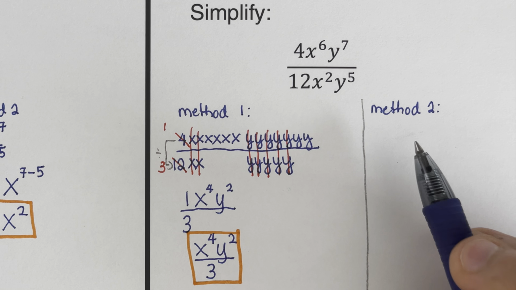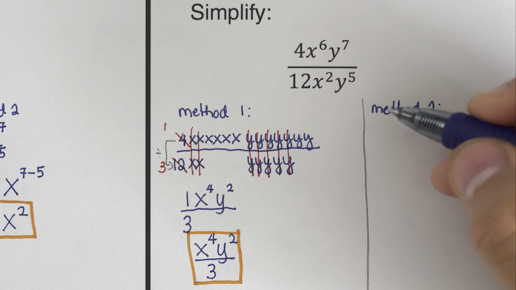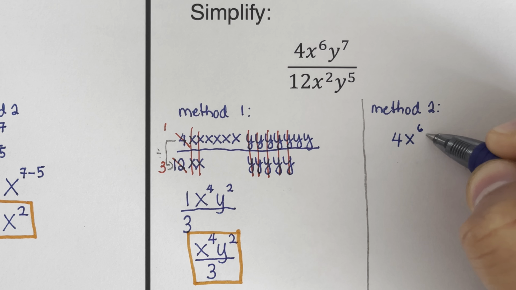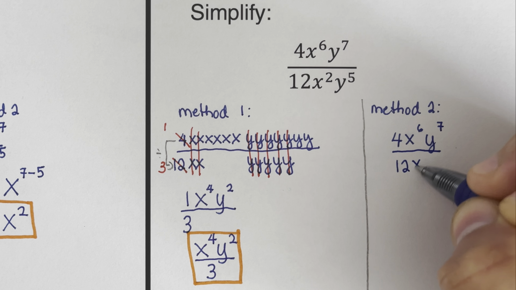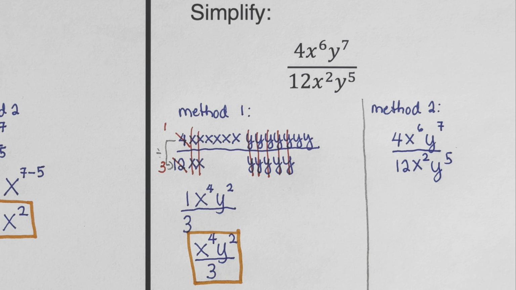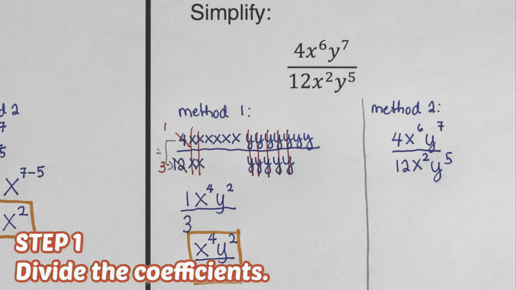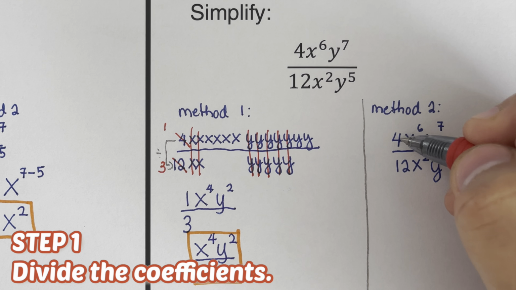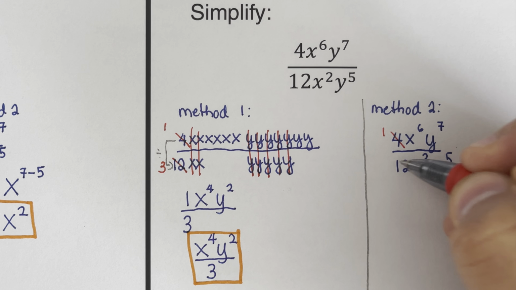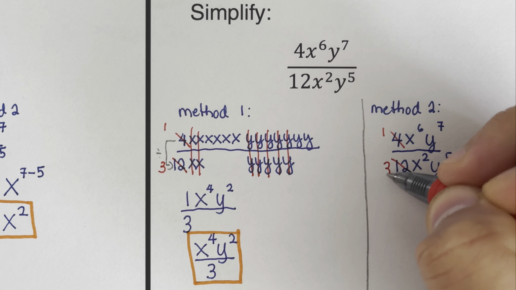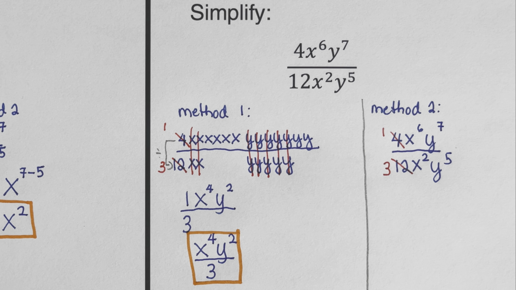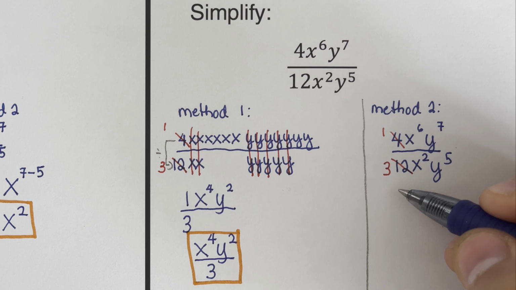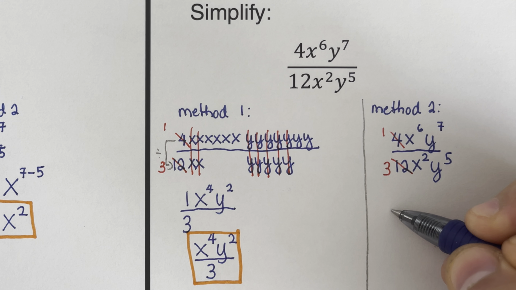Let's move on to the second method. I'm just going to go ahead and rewrite this. Okay, the first step is to divide the coefficient. So we can go ahead and simplify this. There's 1 4 in 4, and there's 3 4 in 12. As you can see here, the leftover would be 1 on top. So I go ahead and write 1 there.